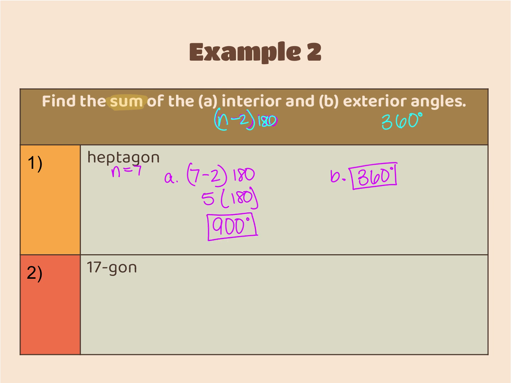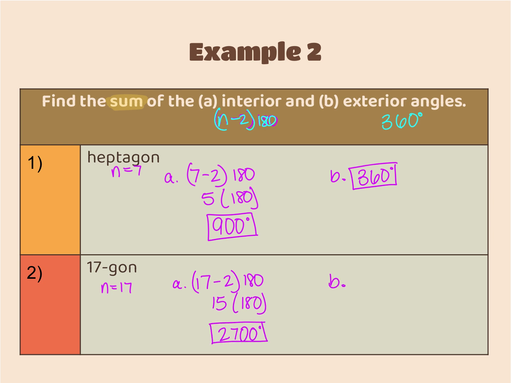All right, looking at the next one, 17gon. How many sides are in a 17gon? Good. The number of sides is 17. So solving for my interior, I'm going to solve it as 17 minus 2 times 180. 17 minus 2 is going to give me 15. 15 times 180 is going to give me a large number. It's going to give me 2,700.